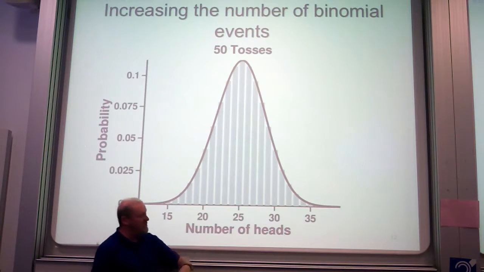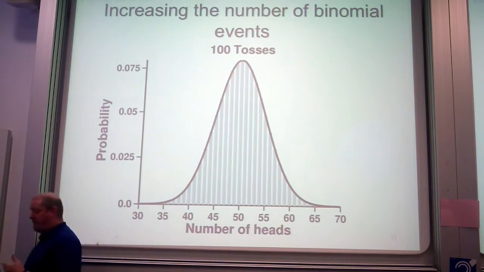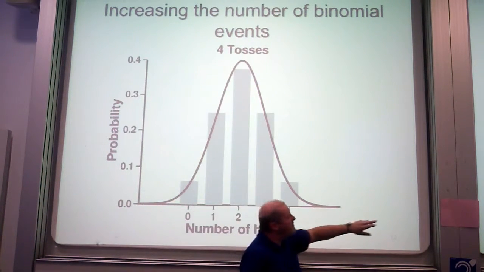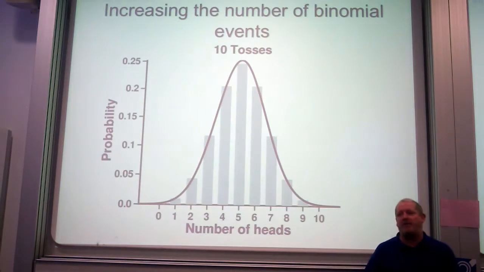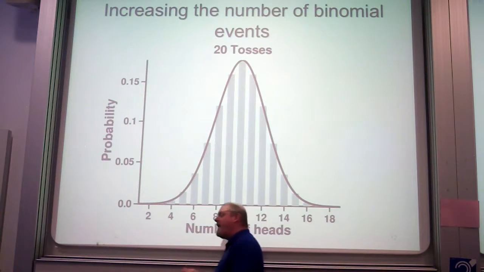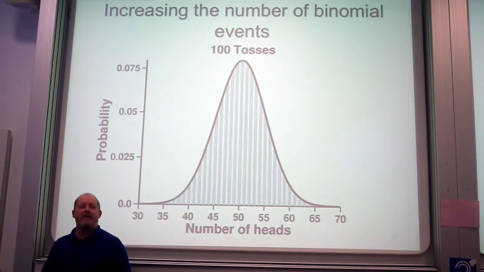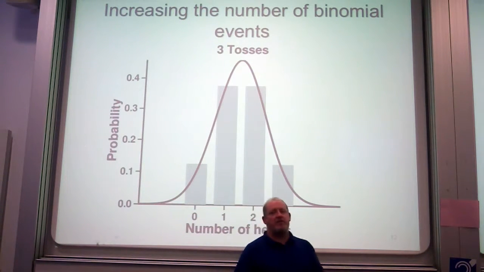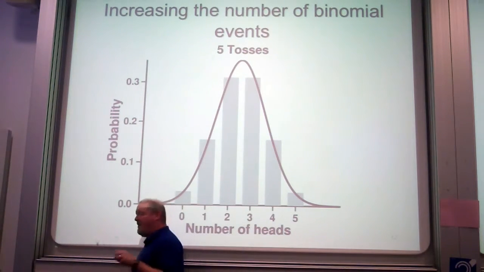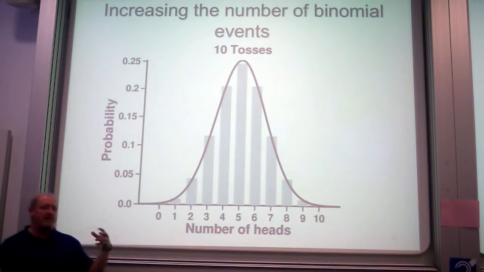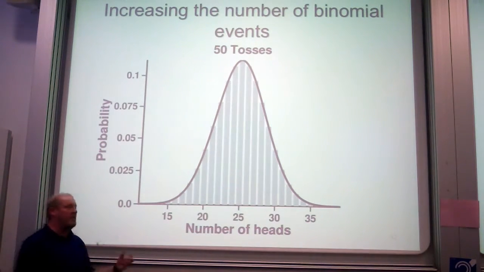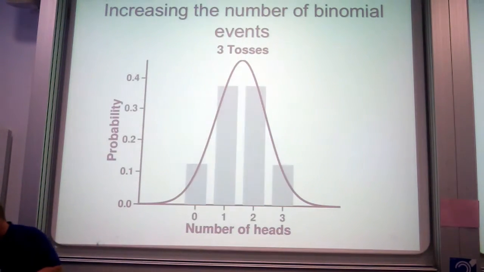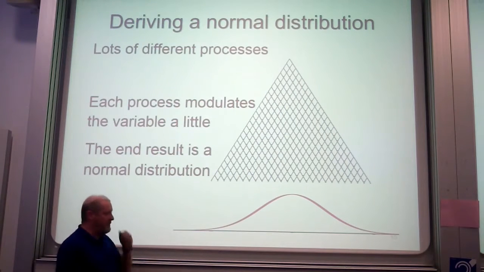And as you get more and more coin tosses, there we are up to 100 tosses, you can see that the distribution gets more and more like the normal distribution. And in fact, the normal distribution is the case when you have an infinite number of binomial processes. So you can show mathematically that this is the normal distribution. And so the binomial distribution is, if you like, an approximation to a normal distribution. Of course, it's really the other way around. The normal is an approximation to a binomial distribution.